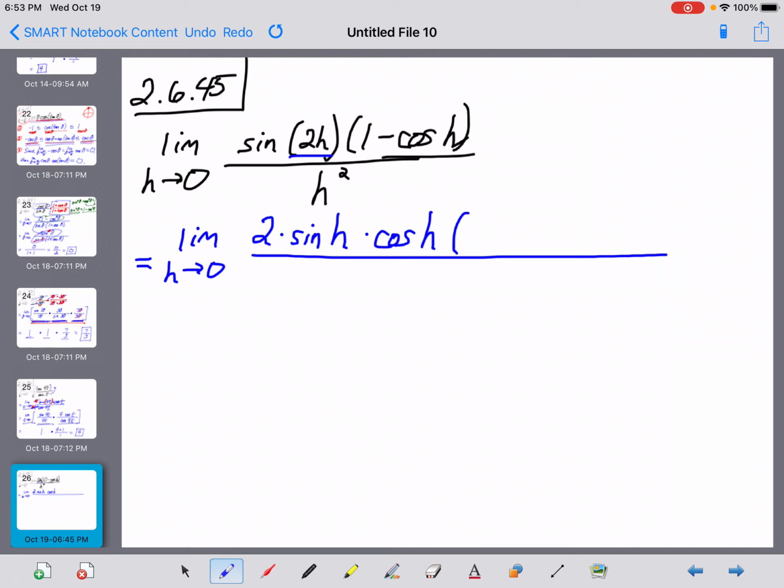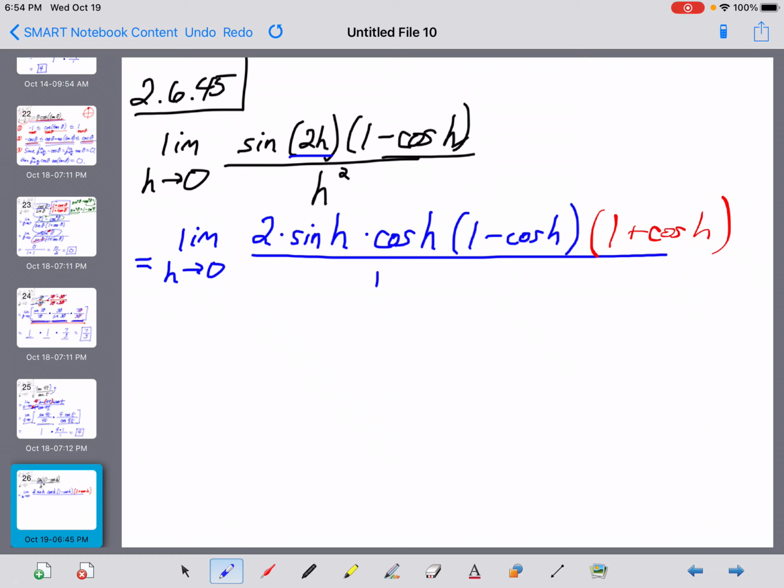You can't do anything with 1 minus cosine of h. It's just kind of ugly, but I'm hoping you recognize this from a previous problem. I know I made a video on this, maybe on 22 or 24 in this section. When you've got that binomial of 1 minus cosine of h, we are going to multiply it by its conjugate, 1 plus the cosine of h. And if you don't know why, stick with me. You'll see why in just a second.